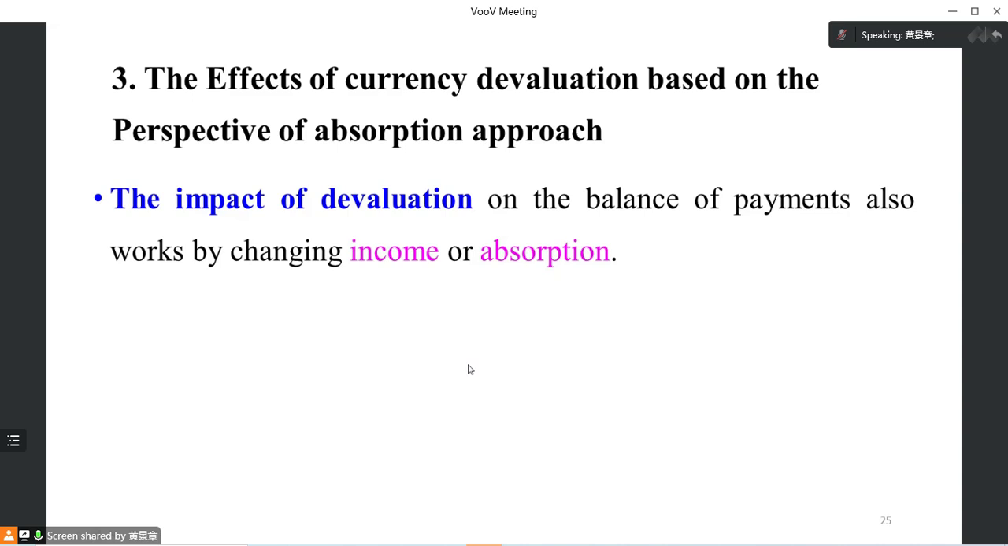This sentence tells us that if we want to change the trade account, we can use two methods, two ways, to change income or change absorption. We can increase income or decrease absorption. With these two methods, we can solve a trade deficit.